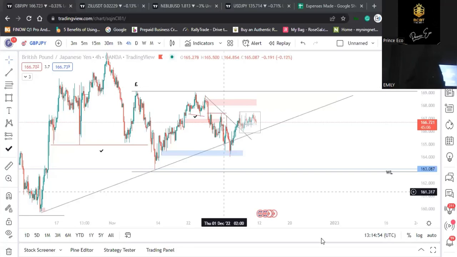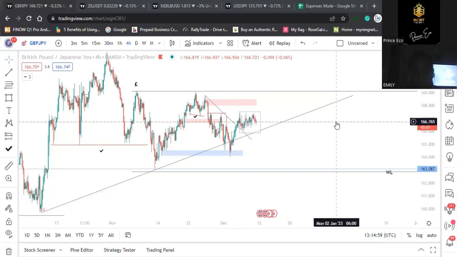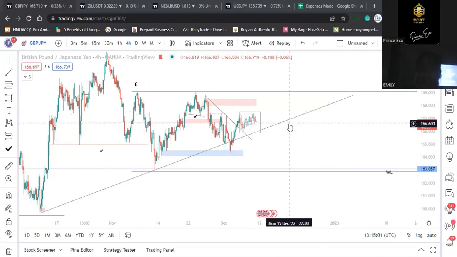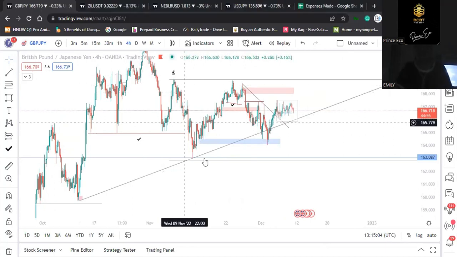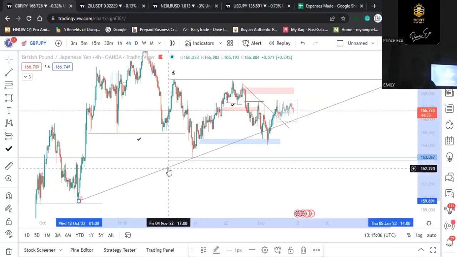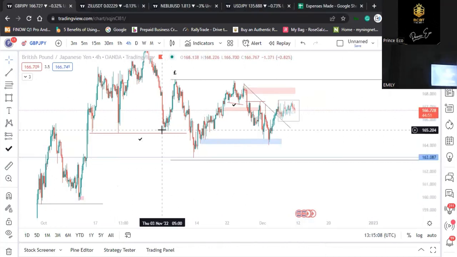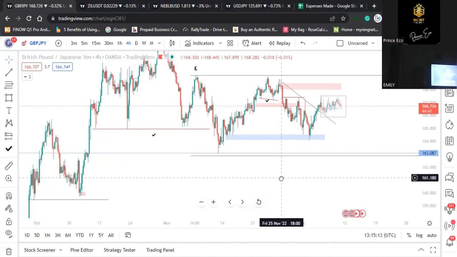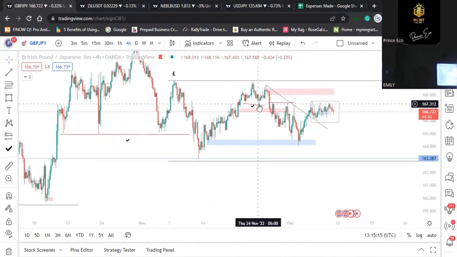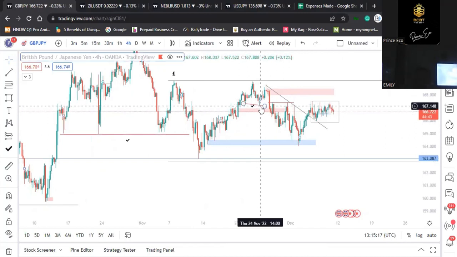Okay, so what pair was it? It was GBP JPY. Same one right here. So okay, I want to take this thing off already because I hate my charts looking so messy.